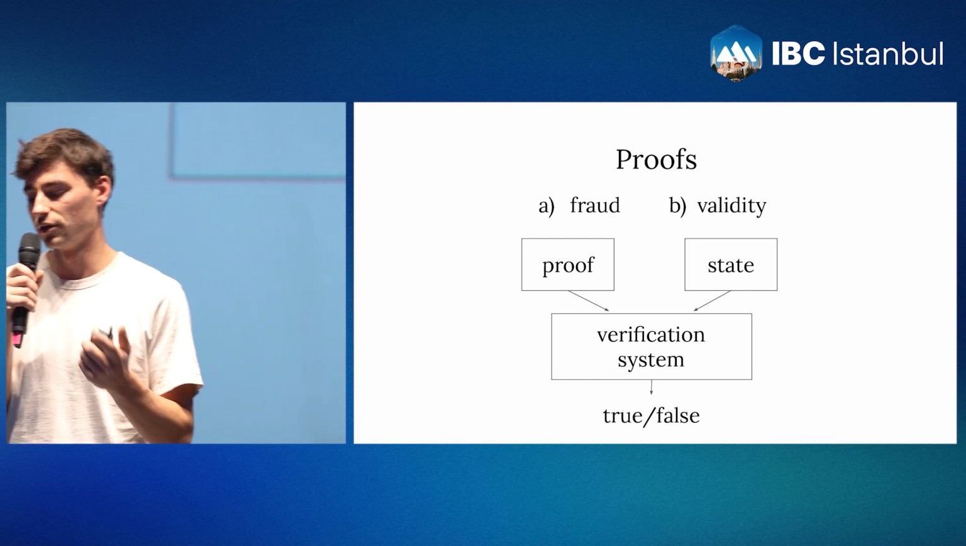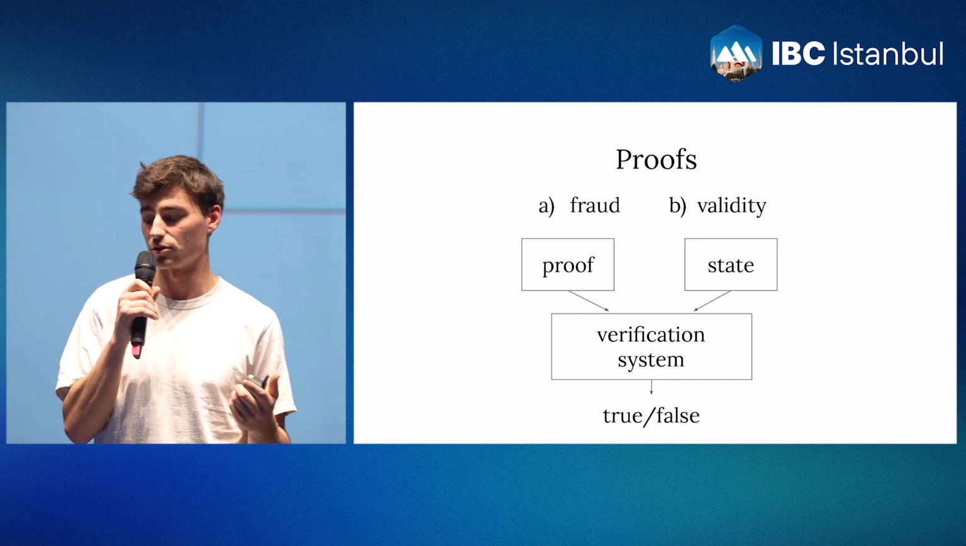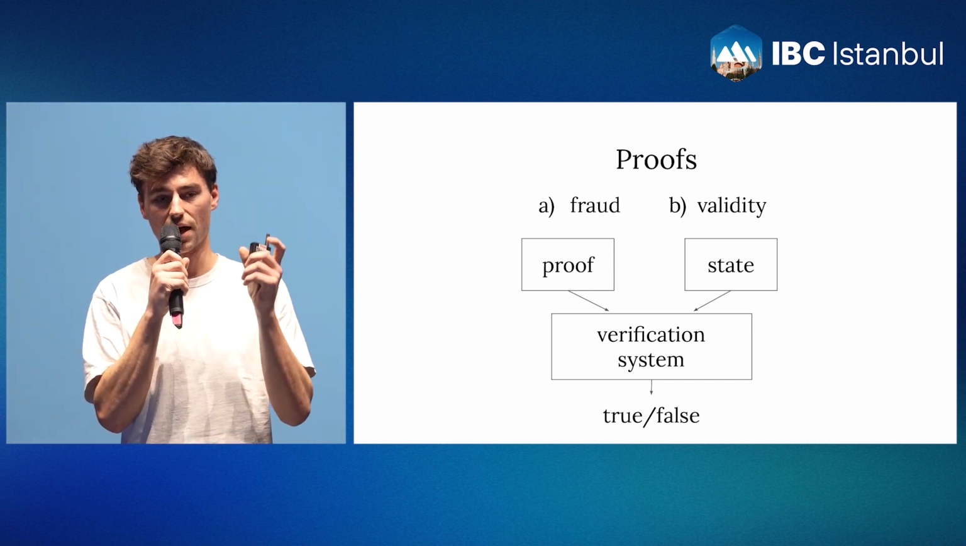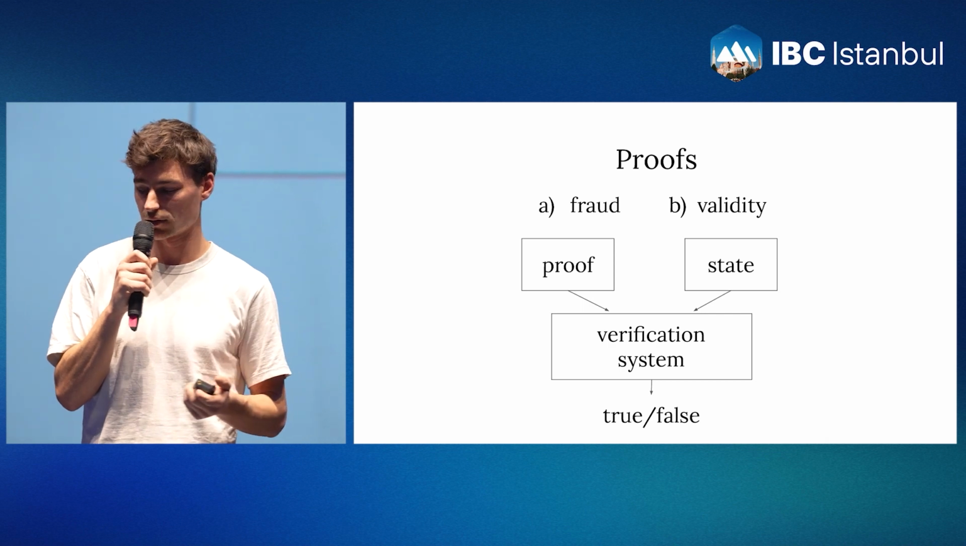On the other hand, we have validity proofs, which can only prove that something is true. And these are a lot more powerful because of that, because someone can submit a state and then automatically prove that that is true without having to wait.